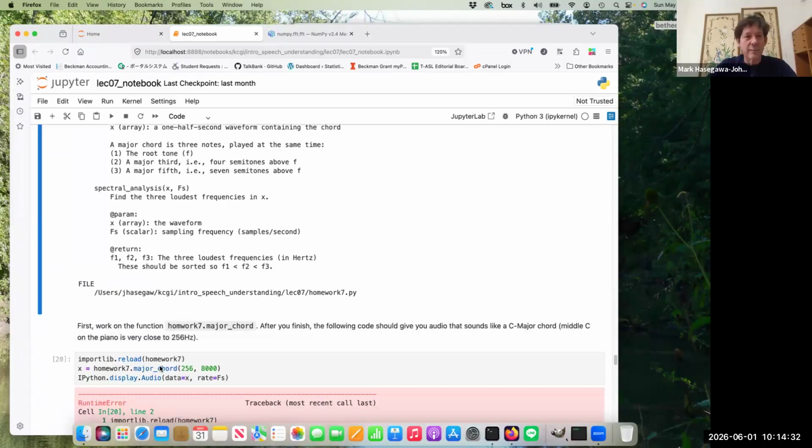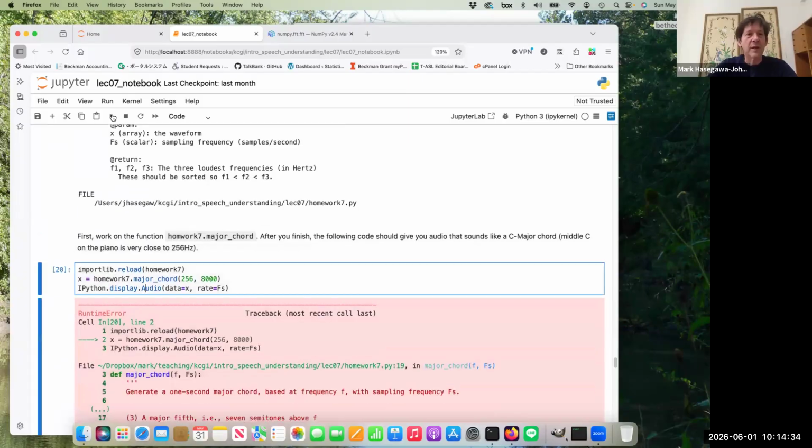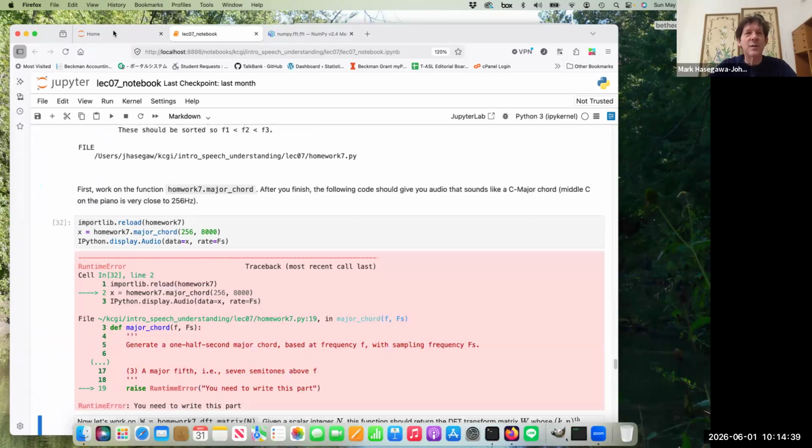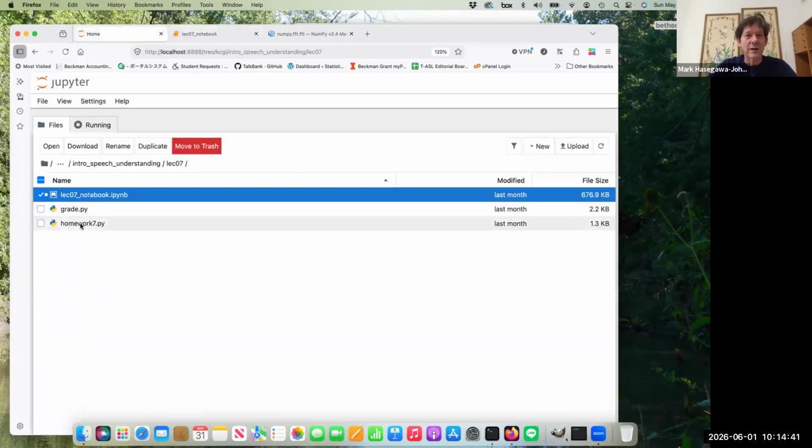All right, so first let's work on that major chord. If we run it as is, we discover that we don't have any code written yet. So let me open the homework and start working on that.